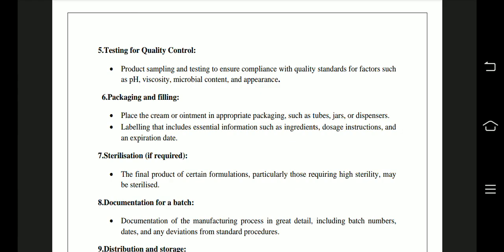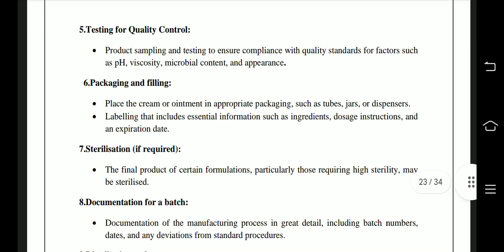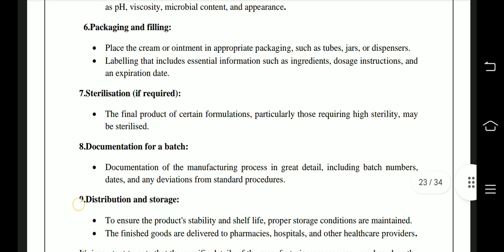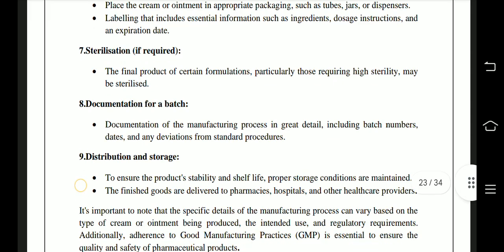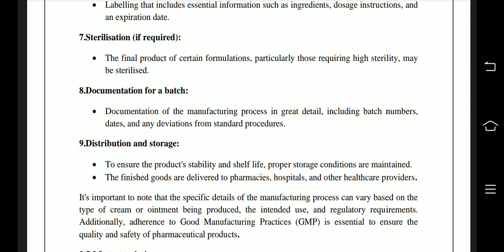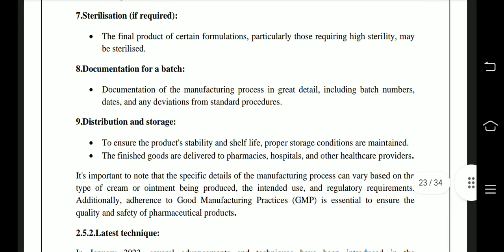Packaging and filling: place the cream or ointment in appropriate packaging such as tubes, jars, or dispensers. Labeling that includes essential information such as ingredients, dosage instructions, and an expiration date. Sterilization: the final product of certain formulations, particularly those requiring high sterility, may be sterilized.